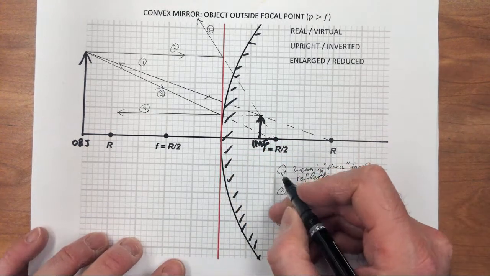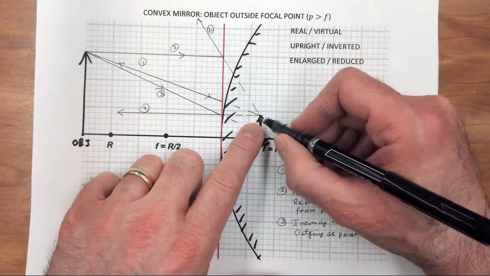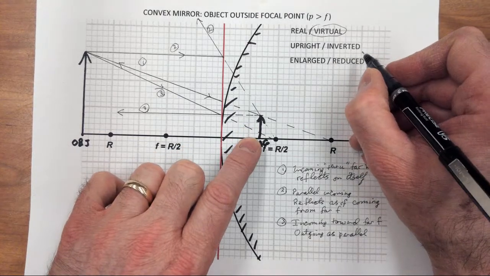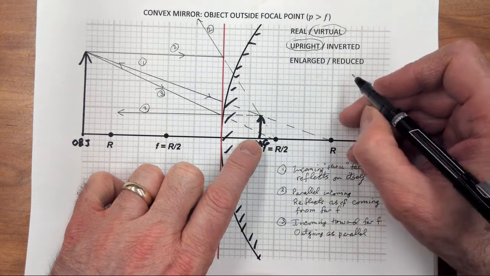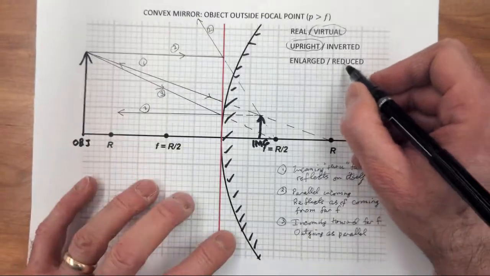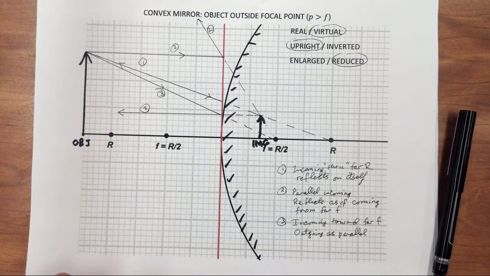Now, let's talk about how I can characterize this image. First of all, is it real or virtual? These rays never actually cross. It's virtual. Is it upright or inverted? I don't think any comments necessary there. Is it enlarged or reduced? I just look at how high it is vertically, and I see it's a lot smaller. And so that is how we do our first ray tracing.